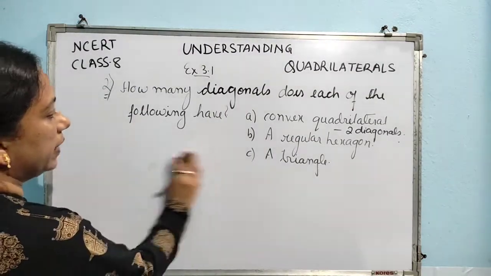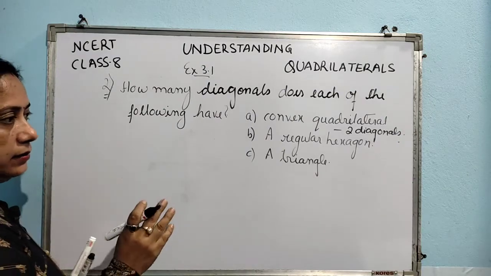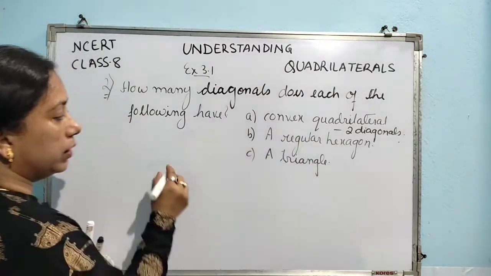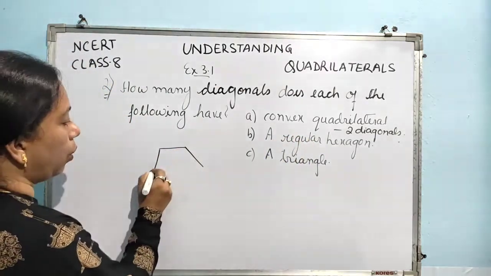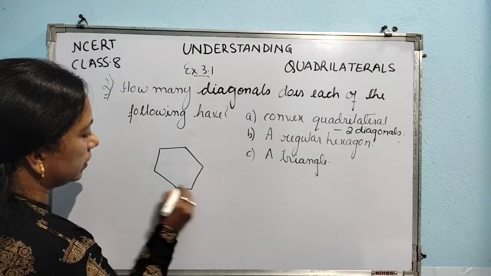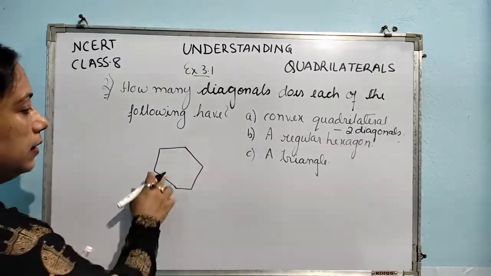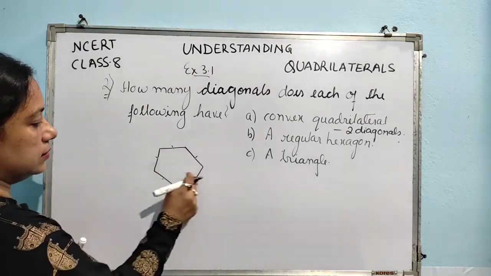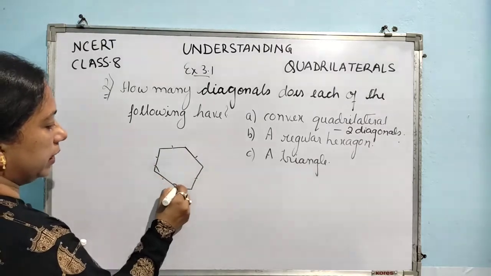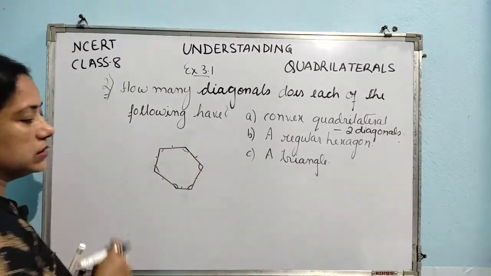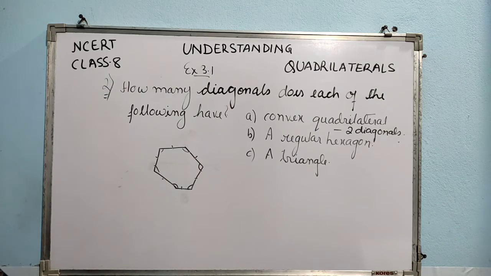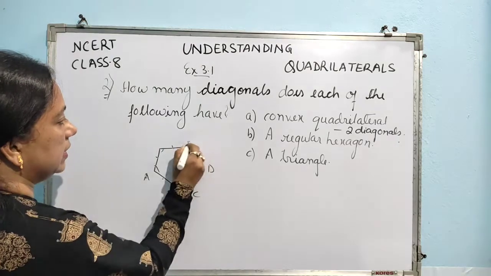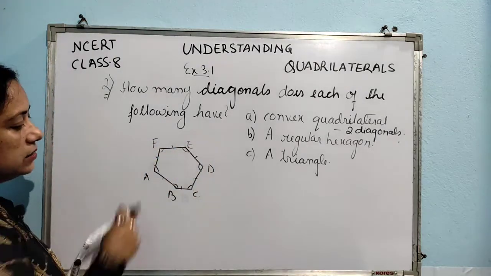What is a regular hexagon? It is a polygon having 6 sides. They have included this word regular, which means all the 6 sides and all the 6 angles of that polygon are equal. All the 6 sides, 1, 2, 3, 4, 5, 6, are equal. All the angles are also equal. So this is a regular hexagon. Now they are asking how many diagonals can we draw. Suppose A, B, C, D, E, F. These are our 6 vertices.